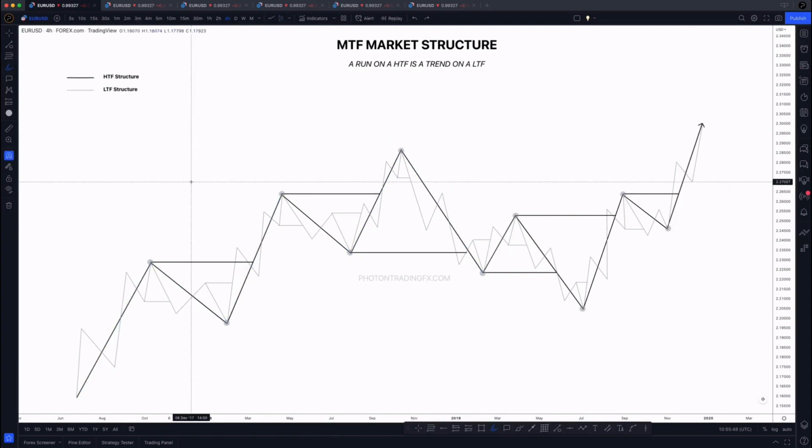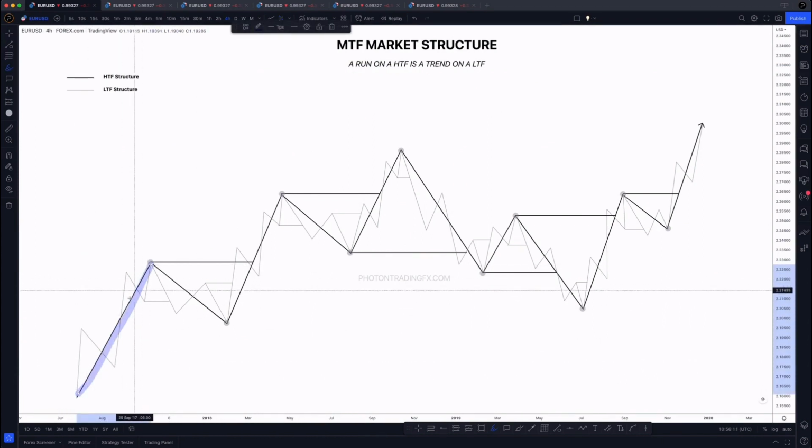Now let's bring in a lower time frame. We're going to look at the thin gray line. Remember what I said the key to multi-time frame market structure is: a run on a higher time frame is a trend on a lower time frame. And this is exactly what it means, right? This impulse to the upside is a run on the higher time frame. But on a lower time frame, what do we see? Higher high, higher low, higher high, higher low, higher high. So that run on the higher time frame is a trend on the lower time frame.